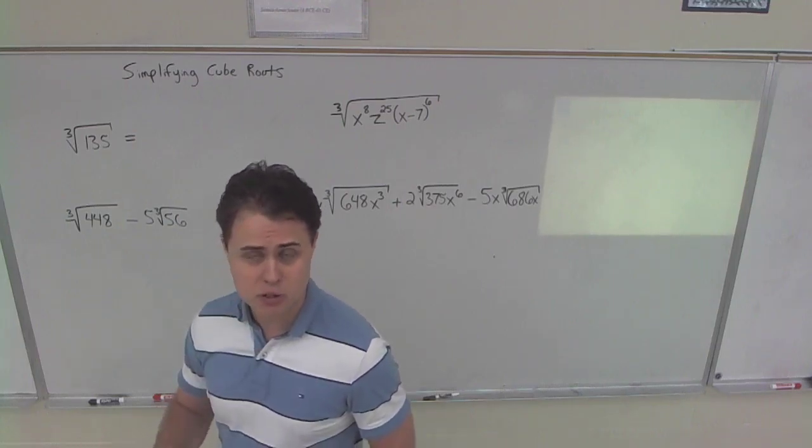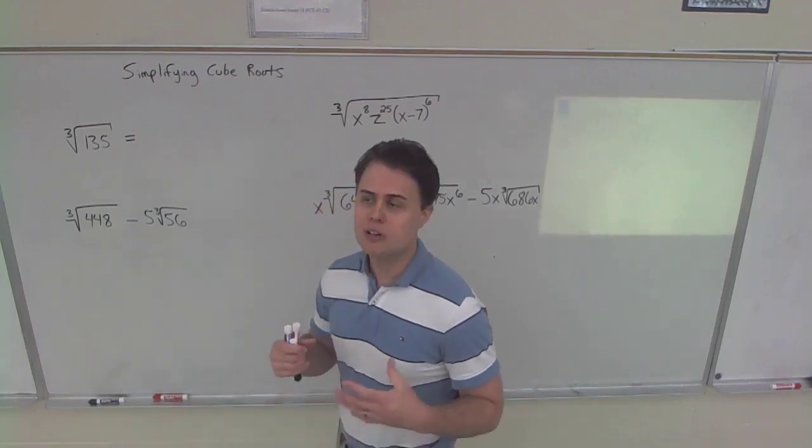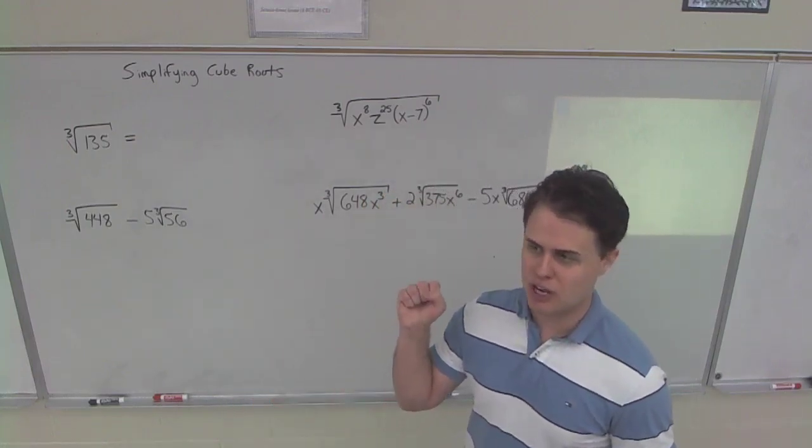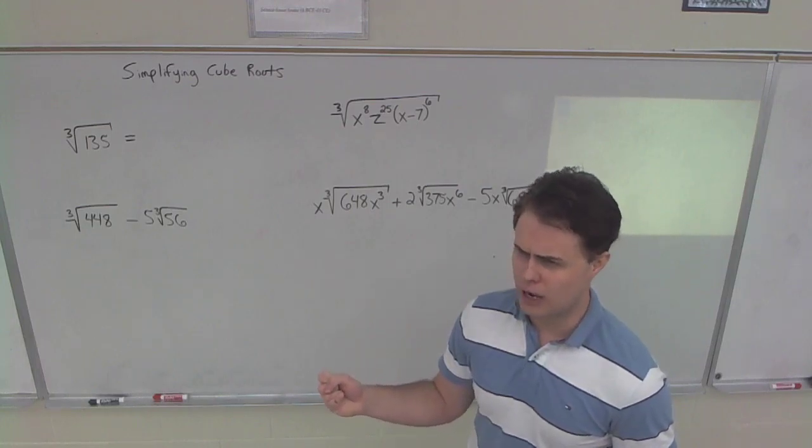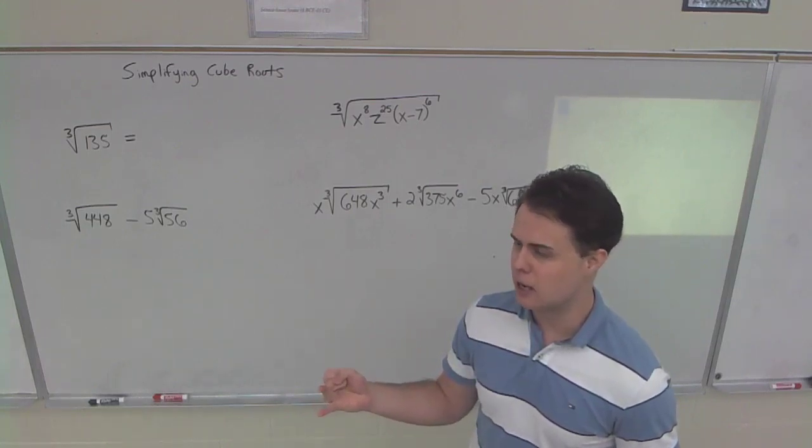When we did square roots, if you remember, we thought about the different square numbers that we could take outside of the square roots, right? So we started thinking about the numbers 4 and 9 and 16 and 25, etc.